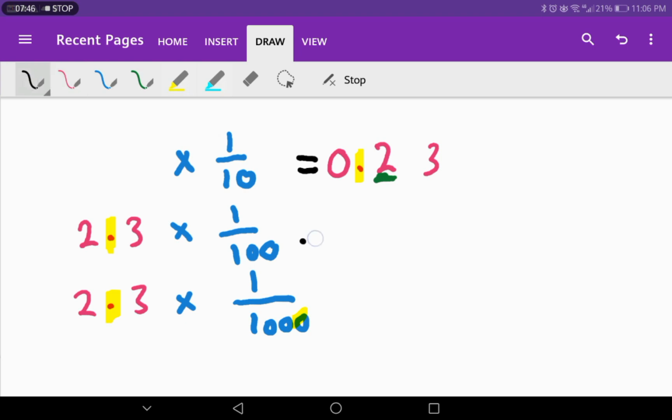Okay, the second one, I apply what I learned. So I will take this here. Yes, and check how many zeros I have down here. 2. That means the decimal point will move to the left.